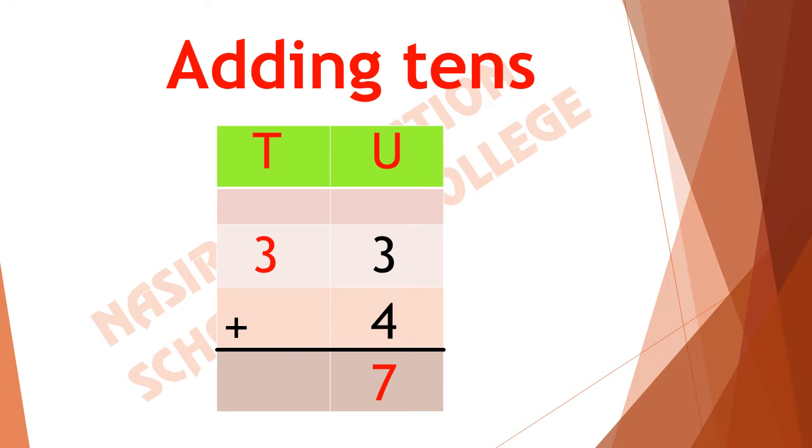After the addition of units we will move towards the tens. In tens there is a number 3. There is nothing to add in it. So we will write this number as it is. If we add 33 and 4, we get 37.